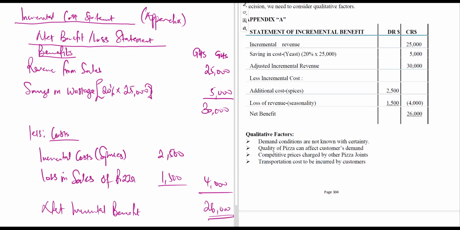Some of the qualitative factors are: one, we do not know the demand conditions, right? The quality of the pizza can affect customers' demand. Competitive prices by other pizza joints. What's the reliability of the supplier who will be bringing our raw materials? These savings in wastage can actually change, right? Transportation costs incurred by the customer should also be considered as they are going to look for pizza joints closer. If the customer is aware of the ruling price, if there are substitutes available, right?